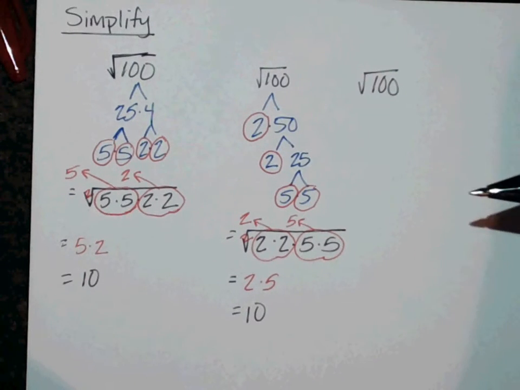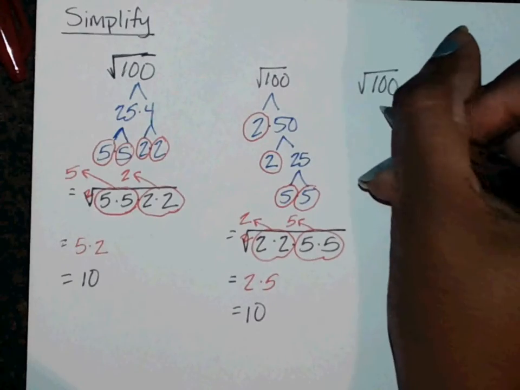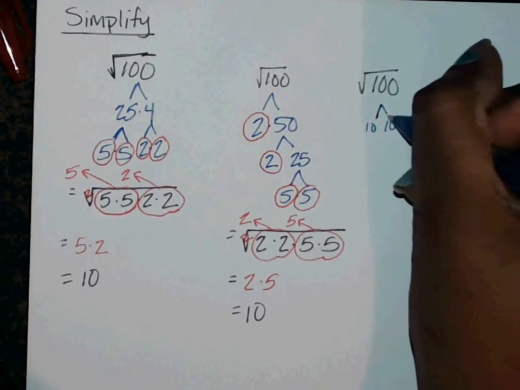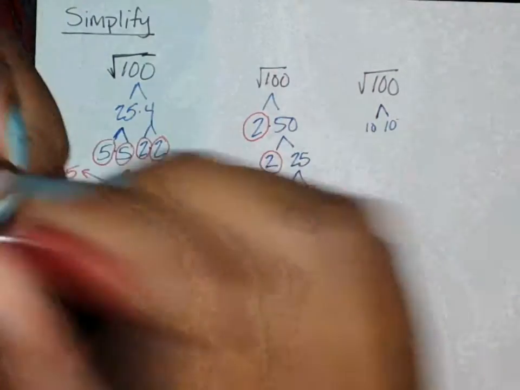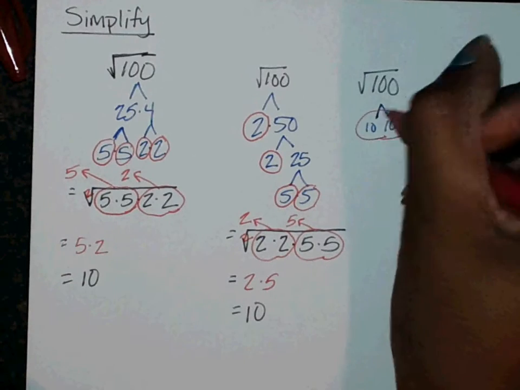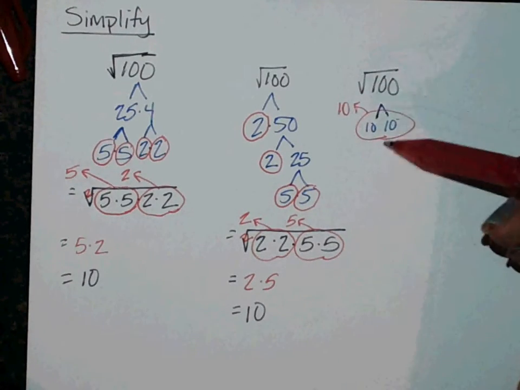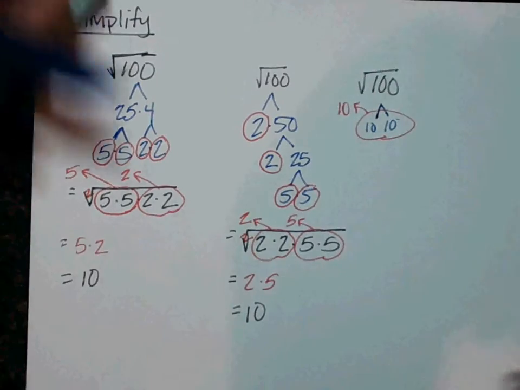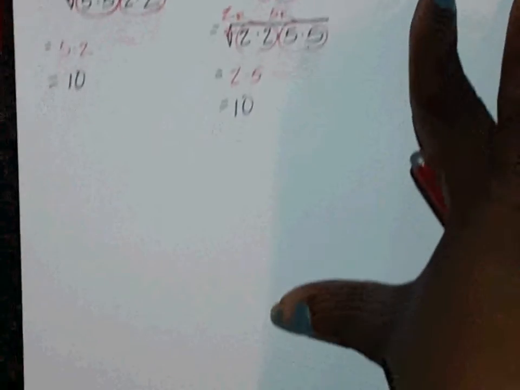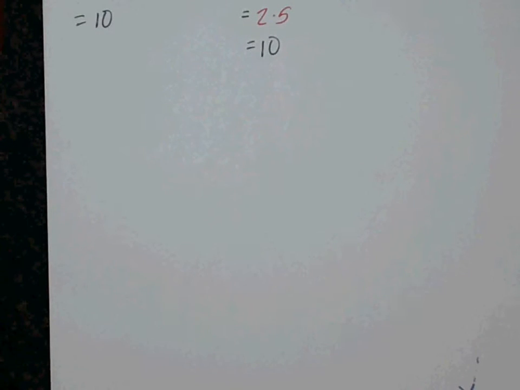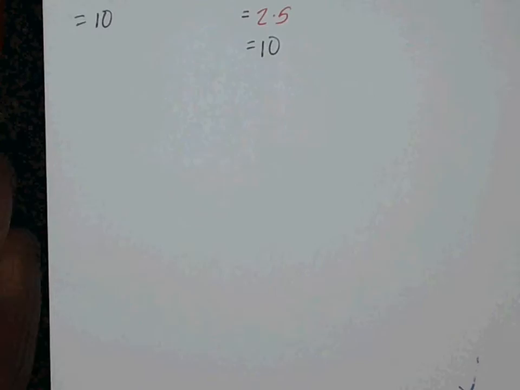So what you can do is, if you can just break it down, this is 10 times 10. You can go ahead and circle these right here and move them outside of the radical. And it'll give you the same answer. All right. So let's go ahead and talk about a more complicated example.